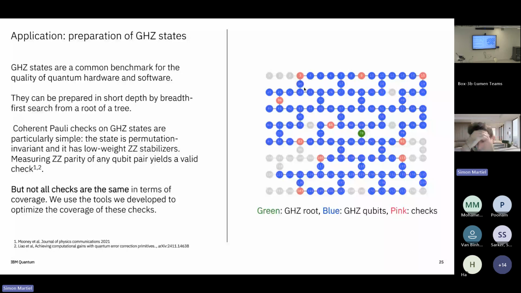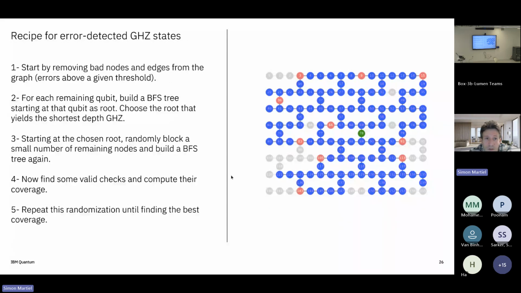And since we expect for a GHZ state to always measure the same parity, we can post-select away everything that gives odd parity between the two data qubits. So every time one of these pink qubits detects odd parity on the two neighboring qubits, we will reject the computation.